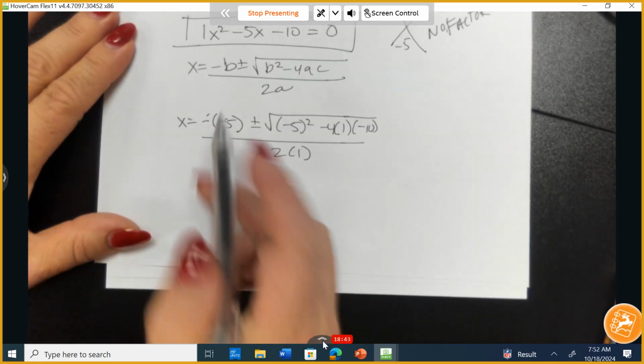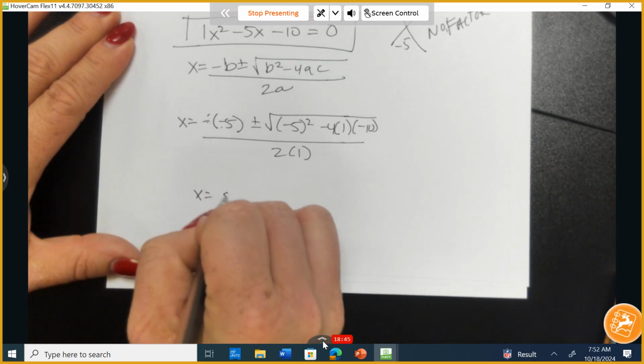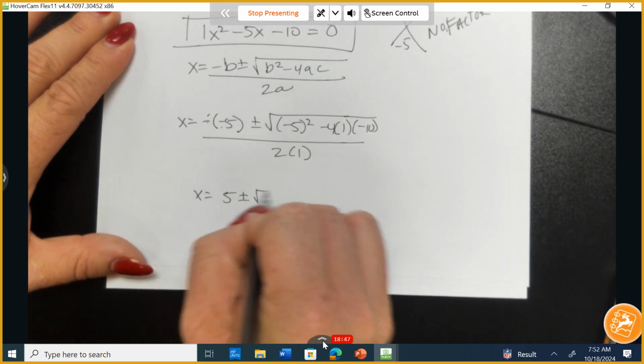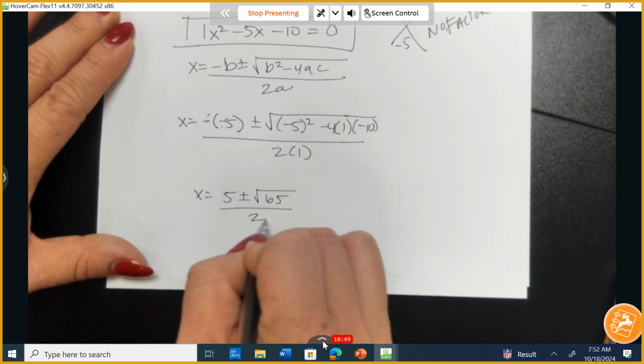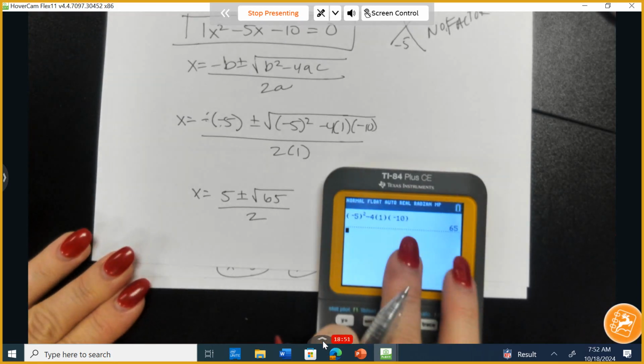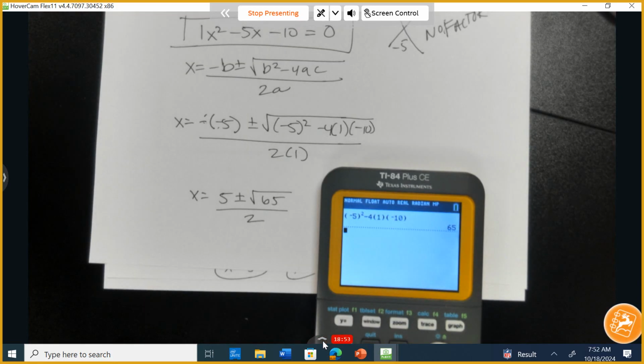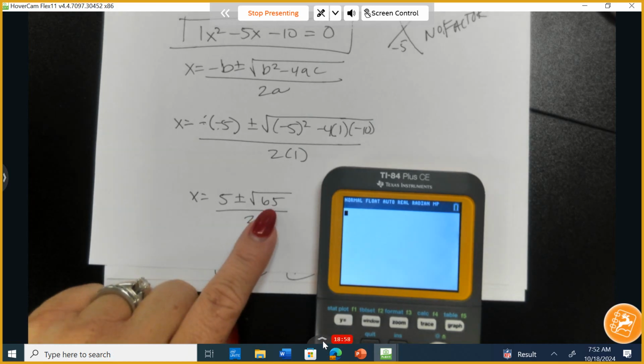So what do we do right now? We're going to keep simplifying. 2 negatives make a positive. So I have +5 plus or minus the square root of 65 over 2. Now normally we would say, okay, you're done, great job. But remember, at this level of math, you always have to see, can you simplify further? So I need to see, are there any perfect squares that divide into 65?